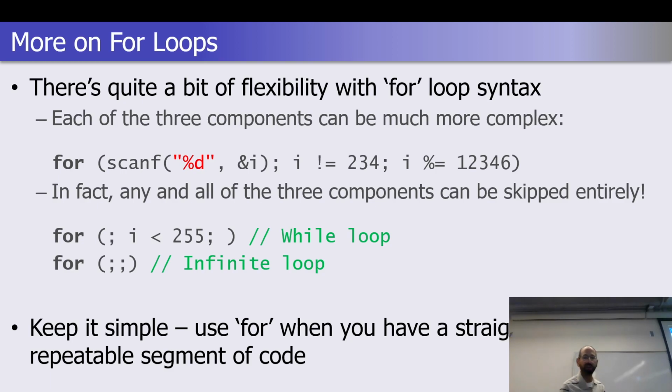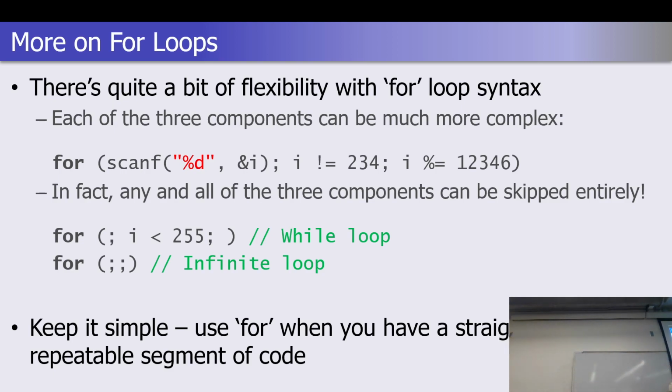I think in general, when you have a straightforward, repeatable segment of code, it makes sense to use the for loop. And when it's not a straightforward, repeatable segment of code, you're not counting things as you go, then a while loop probably makes more sense.